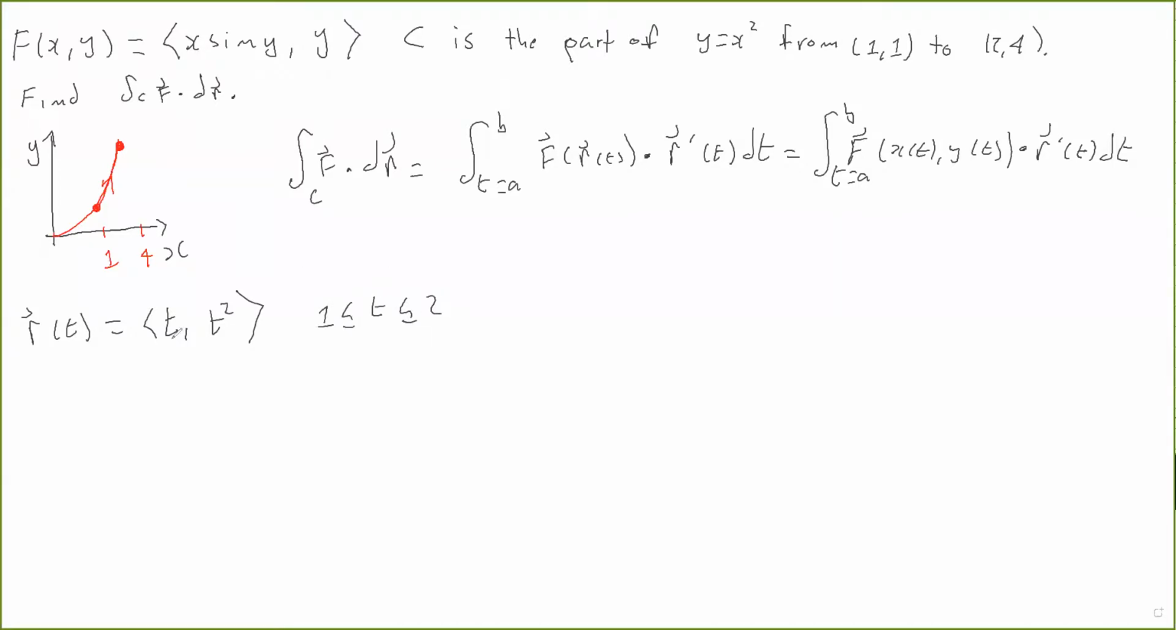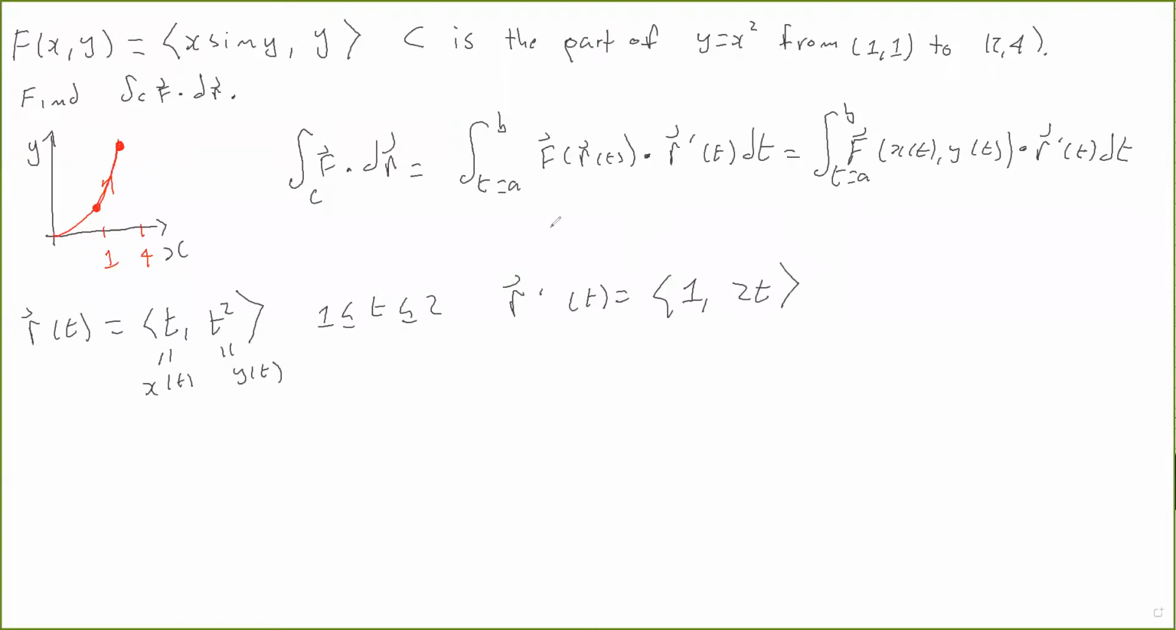Pictorially, when t is equal to 1, we start at the point (1, 1), and it traces out a parabola. When t is equal to 2, r of 2 is equal to (2, 4). So it starts here and ends here. Okay, and we see from this formula that we need r prime of t. So r prime of t is equal to (1, 2t). Just keep in mind that this is x of t, and this is y of t.